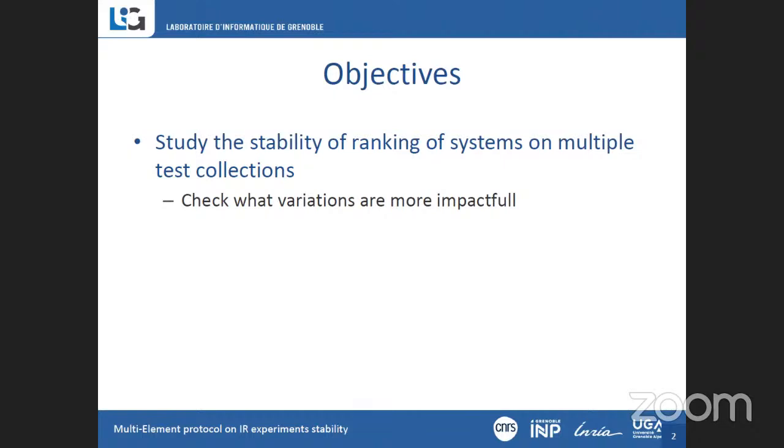What we wanted to study here is stability, the stability of the ranking of systems on multiple test collections, to check which variations between collections are more impactful regarding this ranking of systems. For instance, we use the identity as default on Terrier, then a Dirichlet smoothing model, and on one collection BM25 is above, for instance, Dirichlet, or reverse. That is what we are studying here.